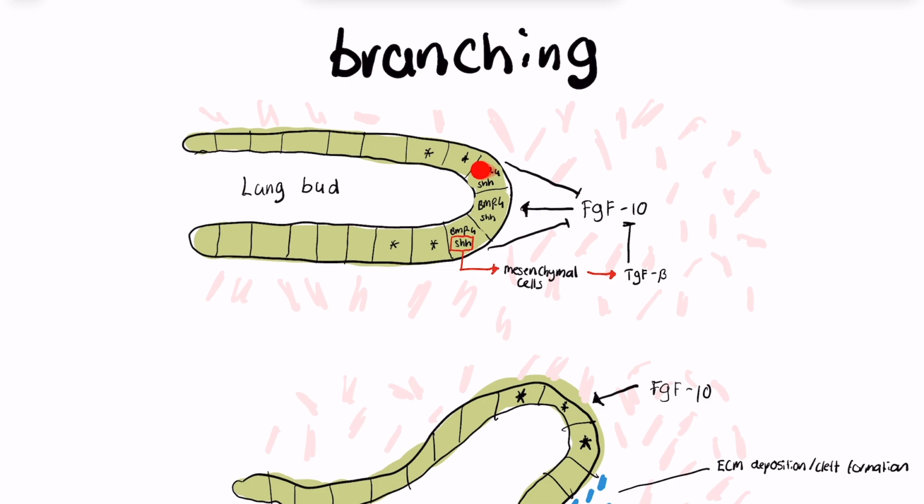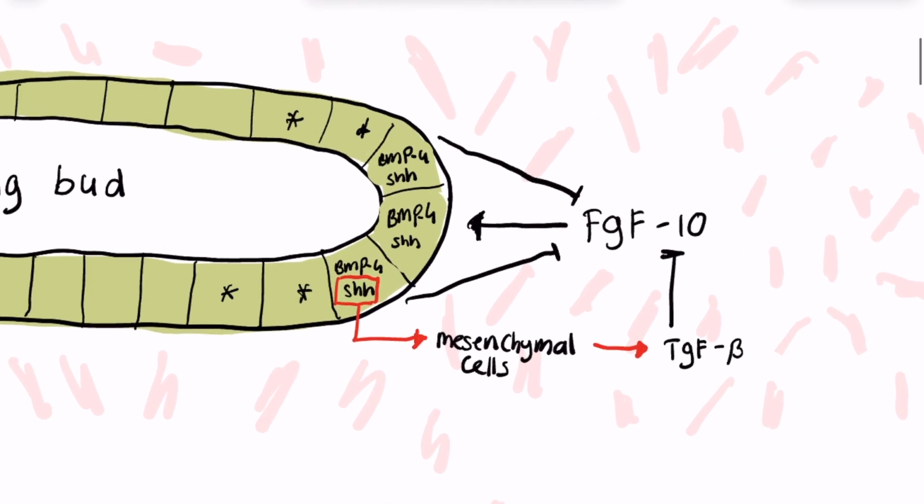As we have the lung bud here, at a certain moment, the cells on the top of the lung bud will start to express BMP4 and sonic hedgehog, and these factors will halt the elongation process by means of downregulating the FGF10 here. And it does something else.